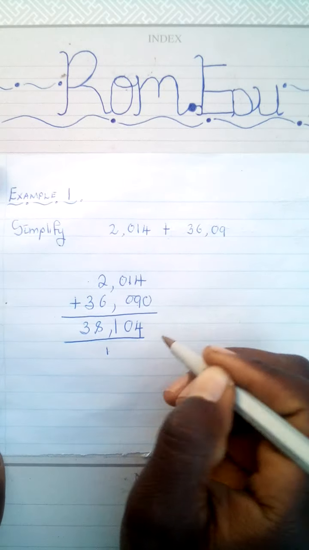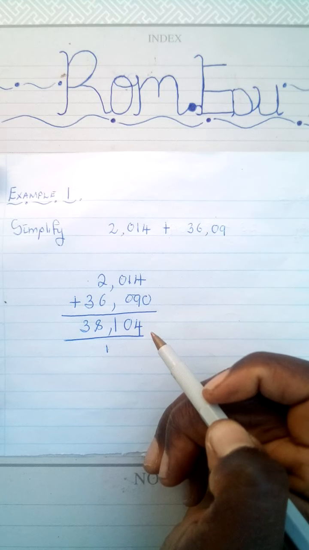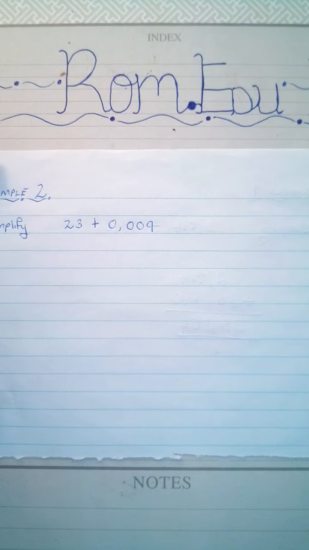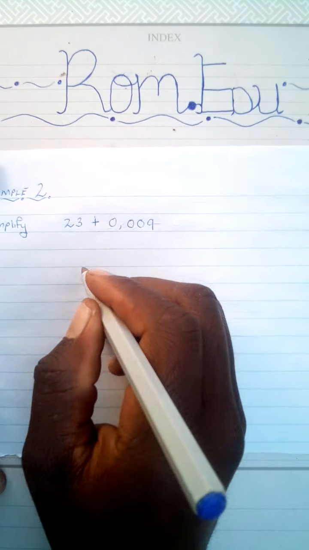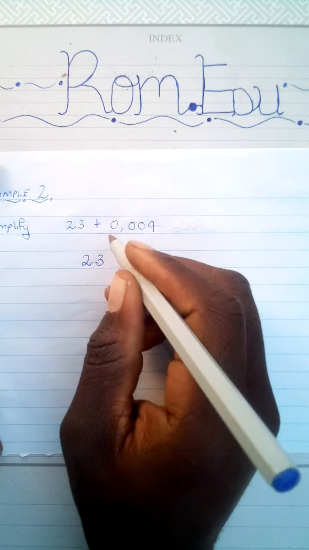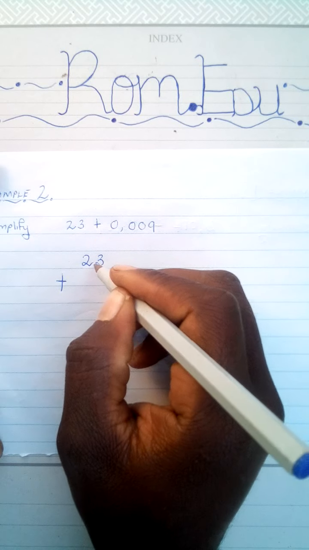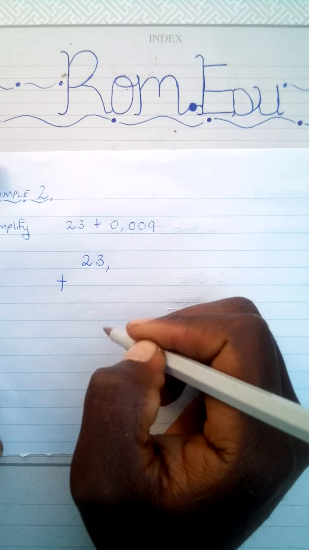So this is how you simply add numbers in decimal format. Now the next question, you can actually pause and try to do it by yourself, then see if the answer that you get and the answer that I'm going to get are the same. So as I said before, you write the first number on top, then write the second number under the first number. In this case, you can see there's no comma, so I'm going to put a comma there so that I can easily align my numbers.